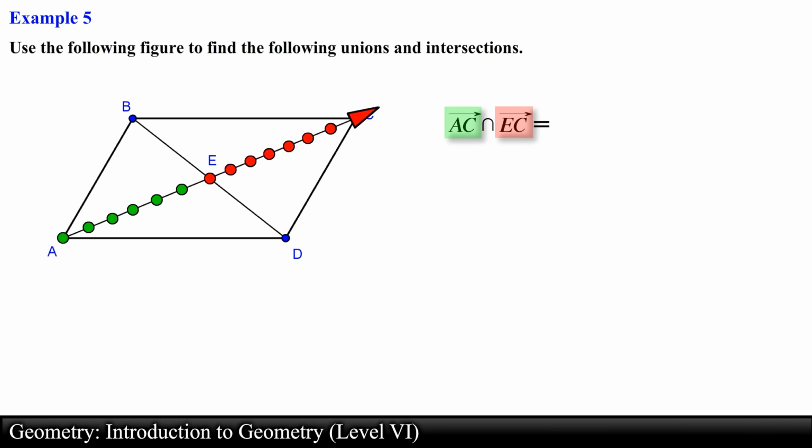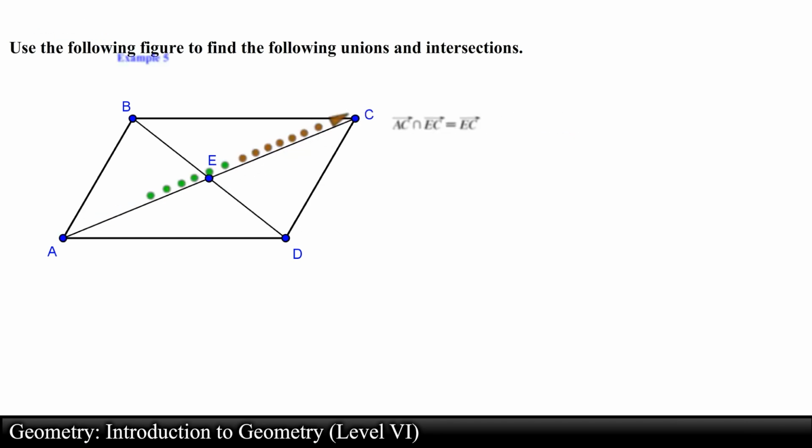For this problem, we're looking for the intersection of these two rays. This occurs in the following region. Notice that it forms a ray with endpoint located at point E and extends infinitely towards point C. So the intersection of these two sets of points is the set of all points that forms ray EC. Alright, let's proceed to the next example.